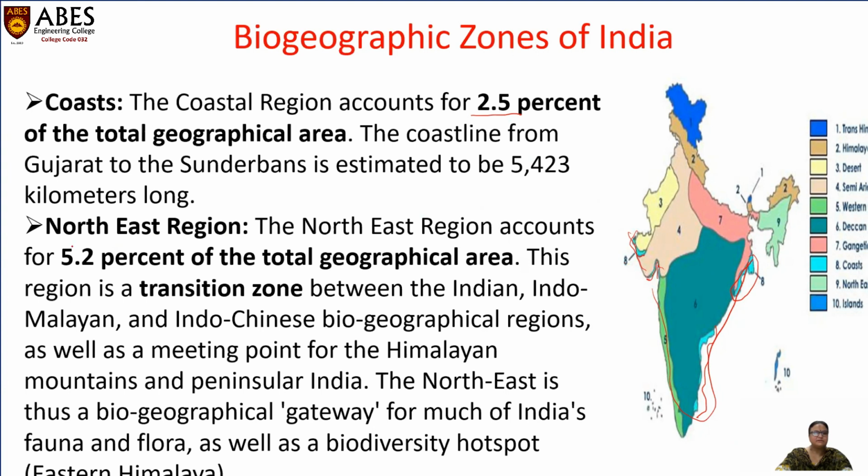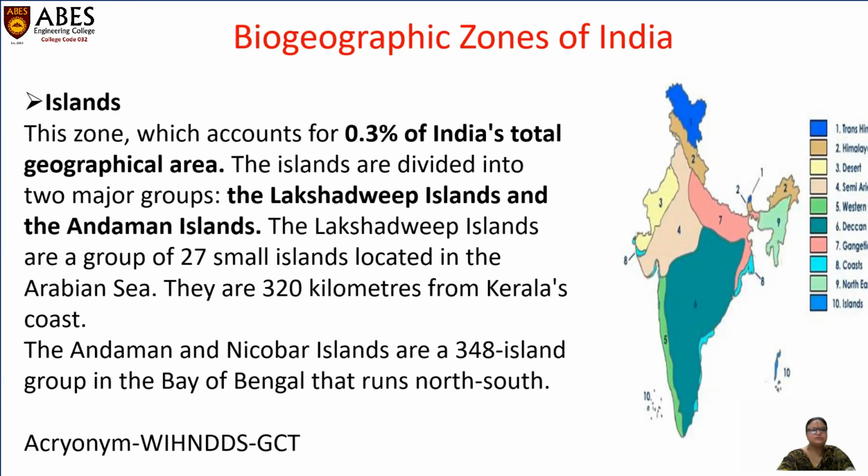Now coming to the next one, that is the northeastern region. You can see this northeastern region accounts for 5.2%. This Northeast is a biogeographical gateway for much of India's faunal species as well as floral species, as well as a biodiversity hotspot. We also refer to this as the Eastern Himalayan region.